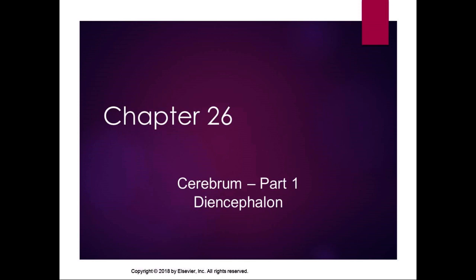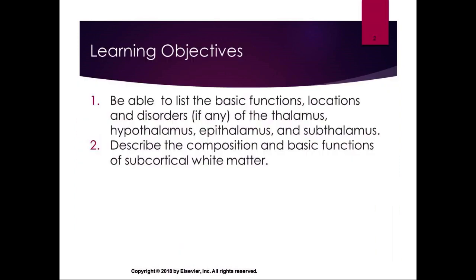Okay, so we started out sort of in the periphery. Well, we started out on the cellular level, but we started out in the periphery, and we've sort of been working our way in, and we're finally getting to the brain and the cerebrum. So the first part of this, we're going to be talking about the diencephalon, which is really sort of tucked in the middle underneath the cerebrum. So it's an important area of the brain.